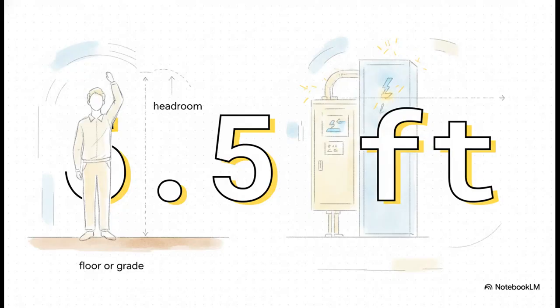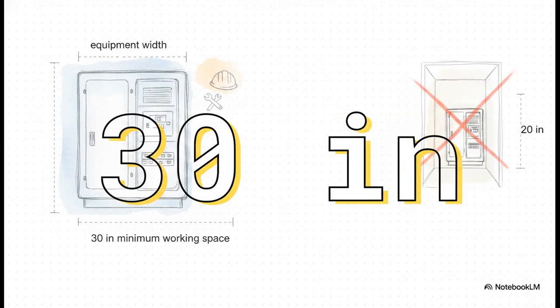But depth is just one piece of the puzzle, right? What about height? Well, the working space headroom must stretch from the floor, or grade, up to exactly 6.5 feet, or the height of the equipment itself, whichever is taller. This is just to ensure that a qualified person can stand up straight and work safely without smacking their head on live gear. And then there's width.